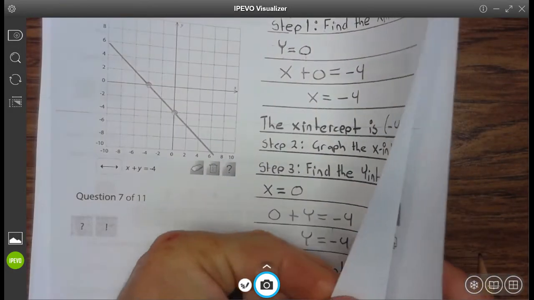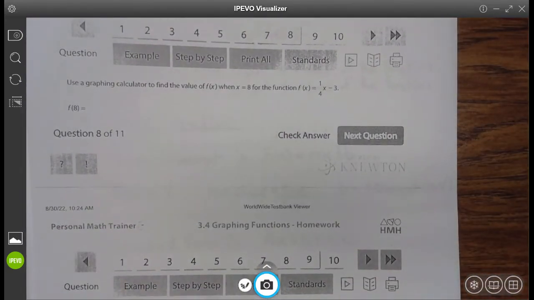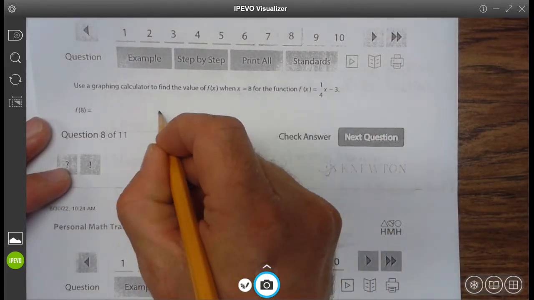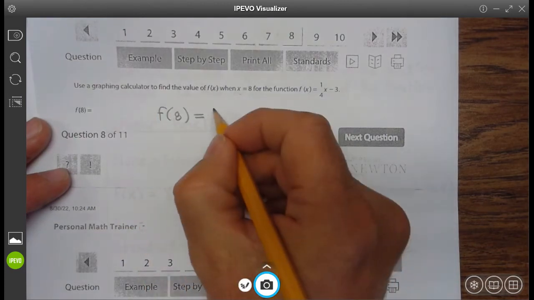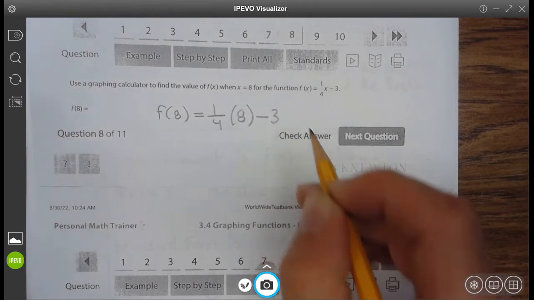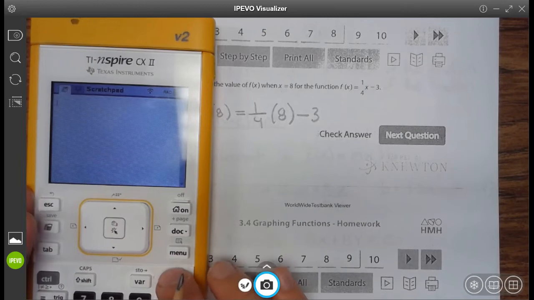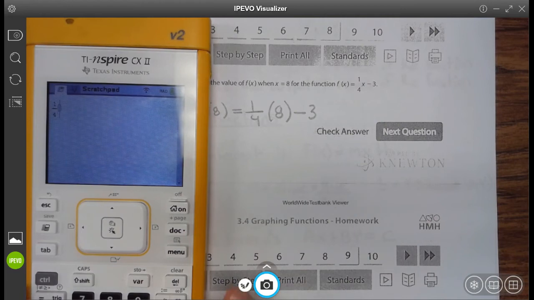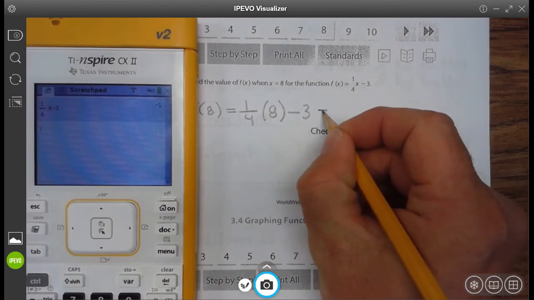All right. Take a look at example 8. Use a graphing calculator to find the value of f of x when x equals 8. That means we plug in 8 for x, so that's f of 8 equals 1 divided by 4 times 8 minus 3. Let's plug that into our calculator. Control divide, 1 divided by 4, parentheses 8 minus 3, equals -1.